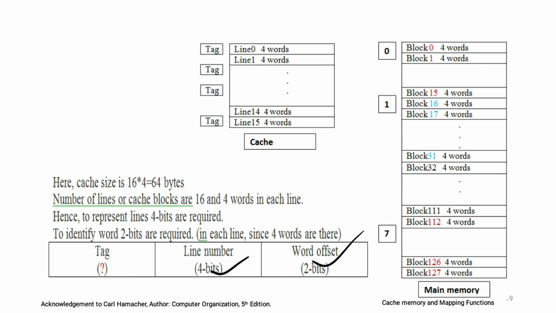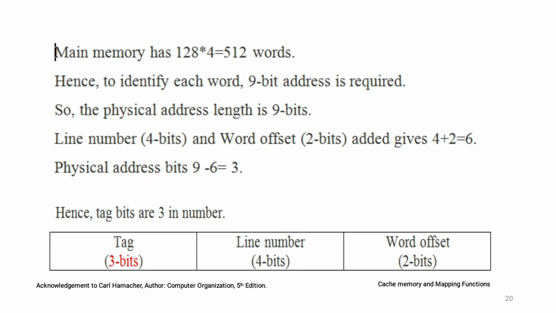So 2 plus 4, that is 6 bits in total so far. But the total number of bits depends on the physical address. Totally 512 words are there in main memory. To indicate the address of 512 words, how many bits are required? 9 bits are required.